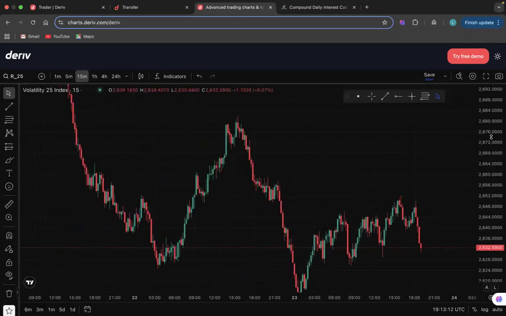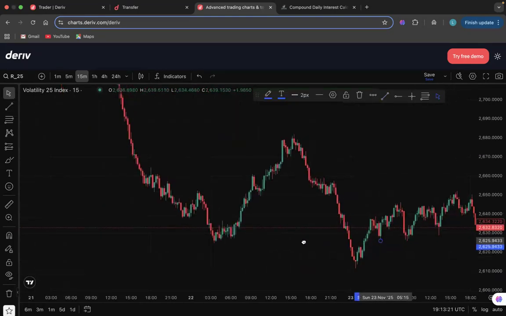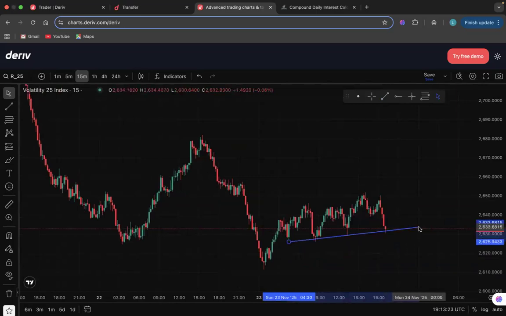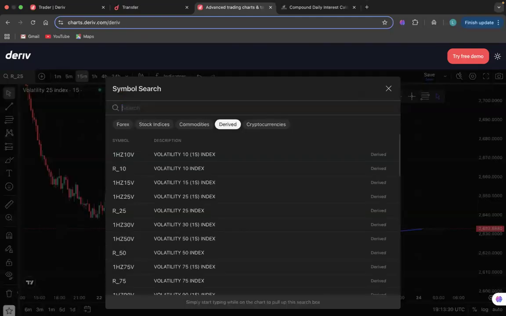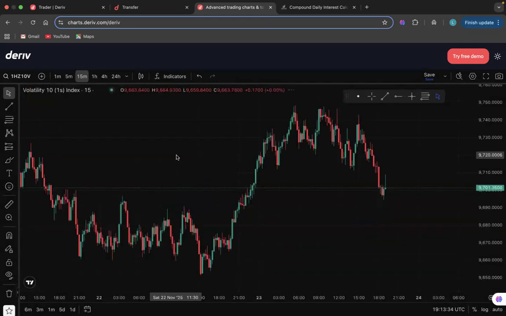Now look at this. I like to start from the 15-minute time frame. This is not really giving me exactly what I want, because we are seeing some kind of trend line here. We are not really sure about this one, so we're just going to check another market. Any market you're not sure about, you just have to skip it and check another one. It's as simple as that.